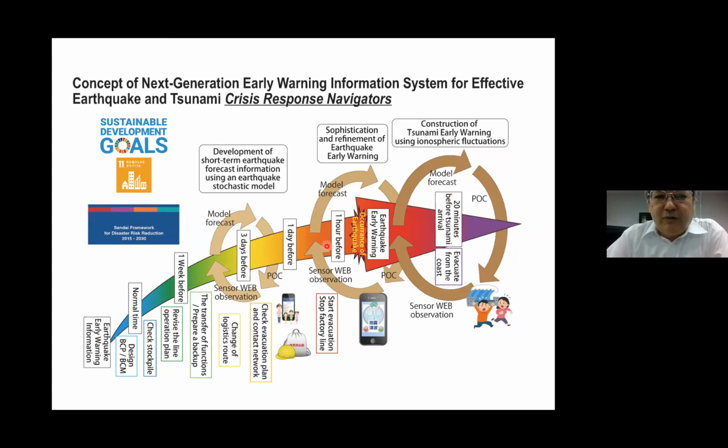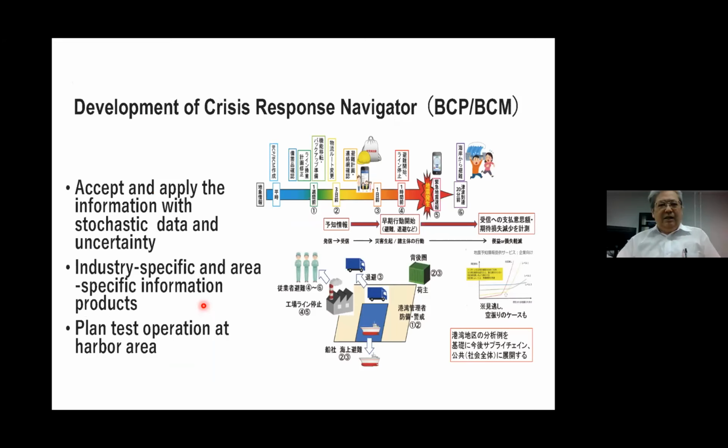So we would like to make the earthquake early warning system and tsunami warning system more sophisticated, and also develop short-term prediction and merge them, so we can create next generation earthquake early warning information systems. This is my dream. And once this kind of navigator is given, we need to negotiate with the client what kind of information we need to extract and what kind of information will be useful for some action to evacuate or protect their important things.